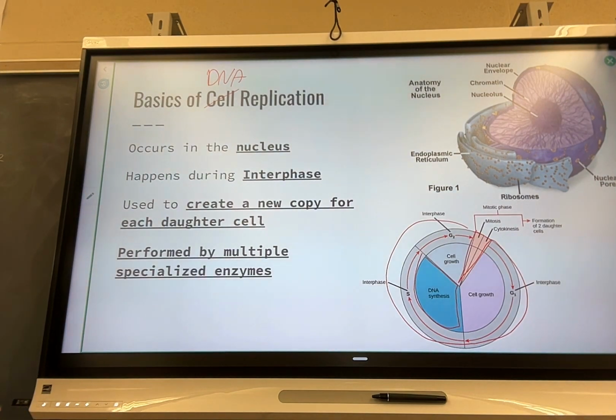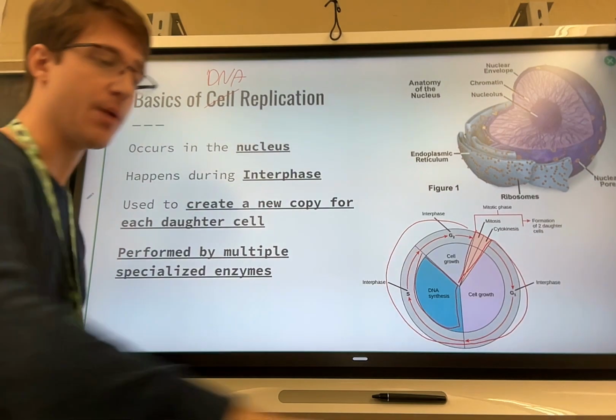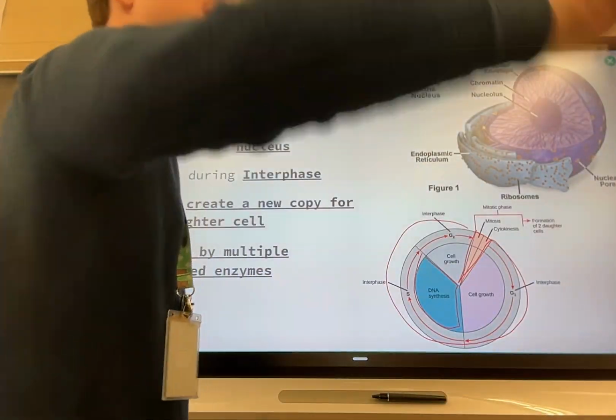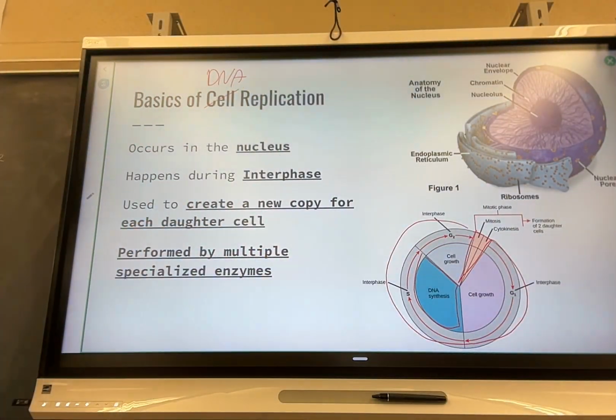So if I told one of you to go to the copy machine, make 10 copies of the test from today, same thing. And this is going to create new copies of the DNA for each daughter cell, so that each cell that is created from mitosis has the same instructions so they can do the same things. And this is going to be performed by multiple different specialized enzymes.